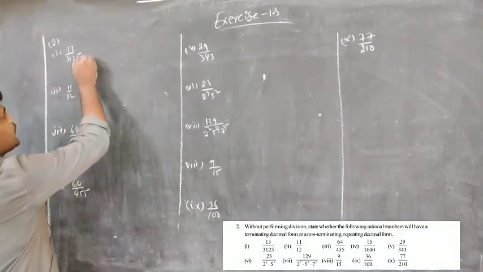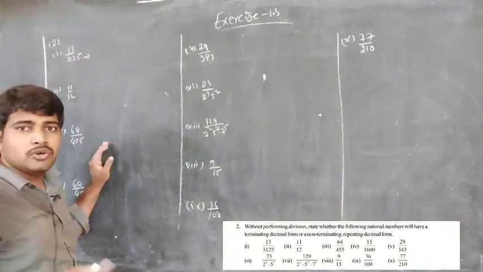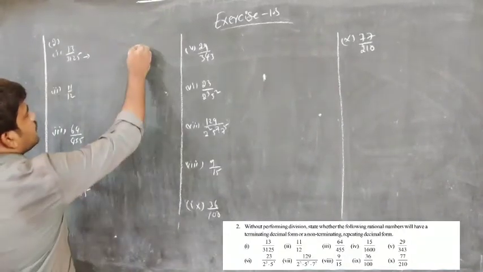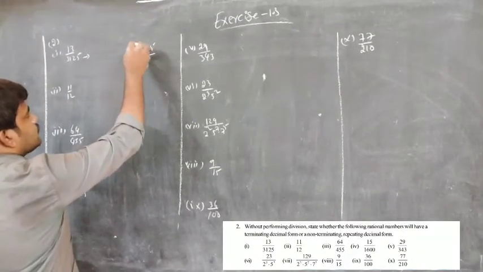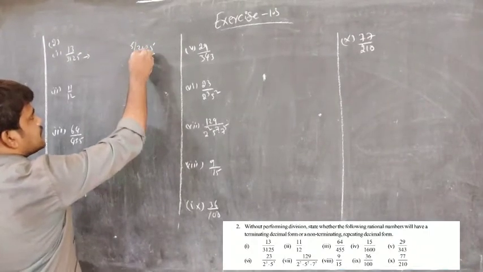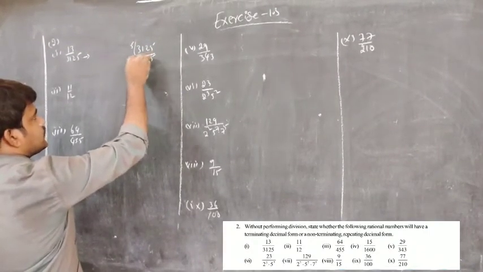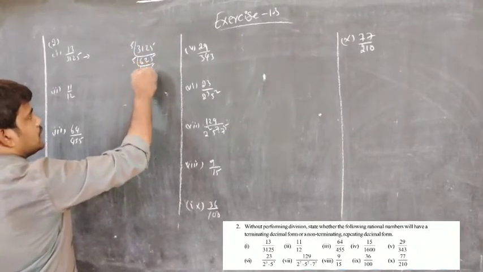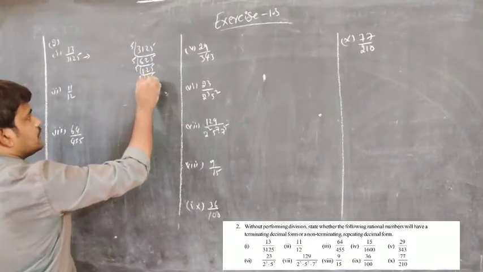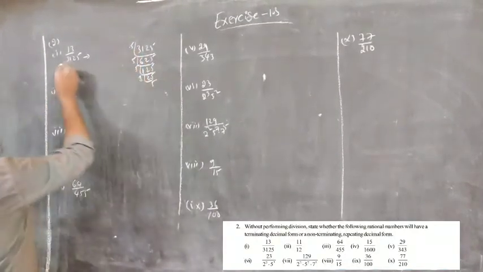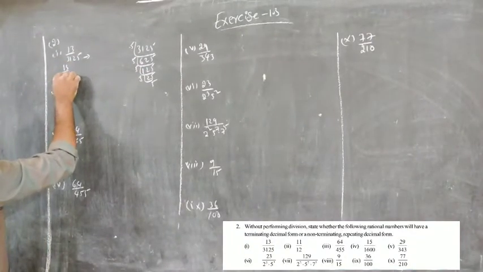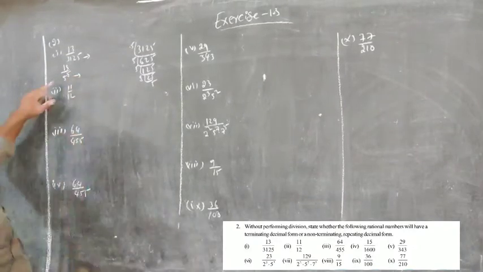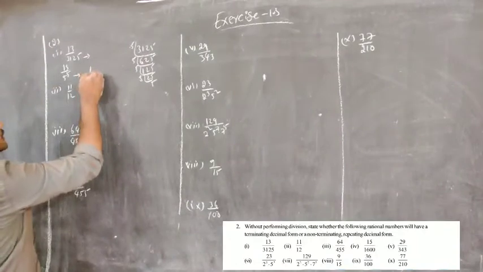13/3125. In what form should the denominator be? We noted that if it is in the form 2 power n times 5 power m, it will definitely be terminating. So now let us check 3125. 5 table 6 times 30, 12 table 2 times 5, 625, again 5, 125, again 5, 25, again 5, 5. So 13/5 power 5. So this is in the form of 2 power n 5 power m. So it is a terminating decimal.